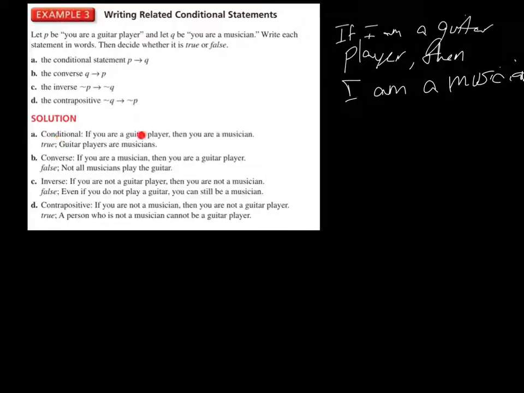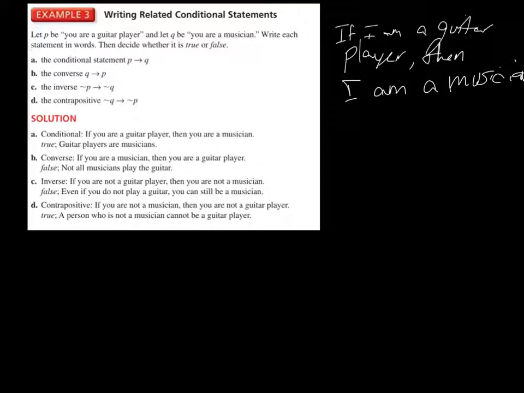I have the solutions down here, so for the rest of these, I'm just going to read them. The converse looks like this: if you are a musician, then you are a guitar player. You can give a counter example anytime to try and disprove it. There are lots of musicians that are not guitar players, so this converse is a false statement. The conditional is true.